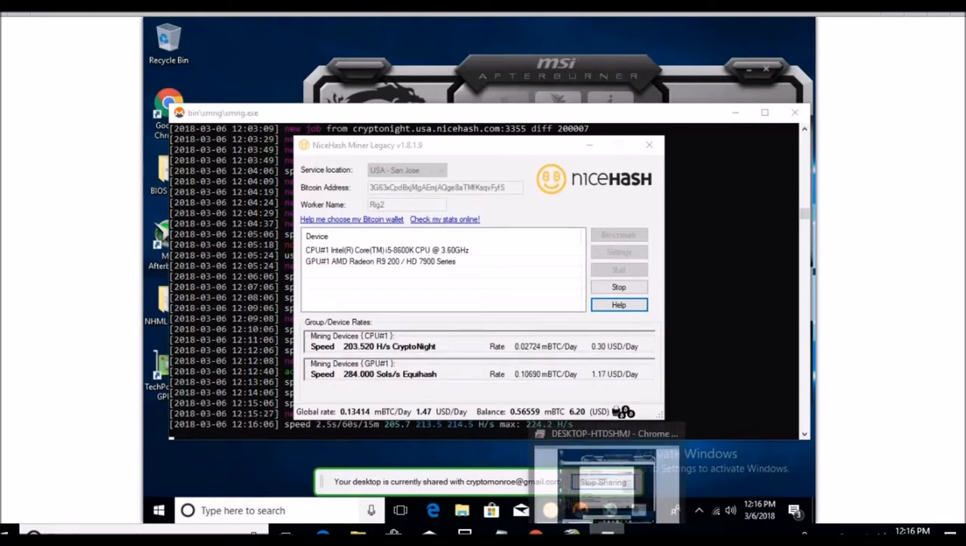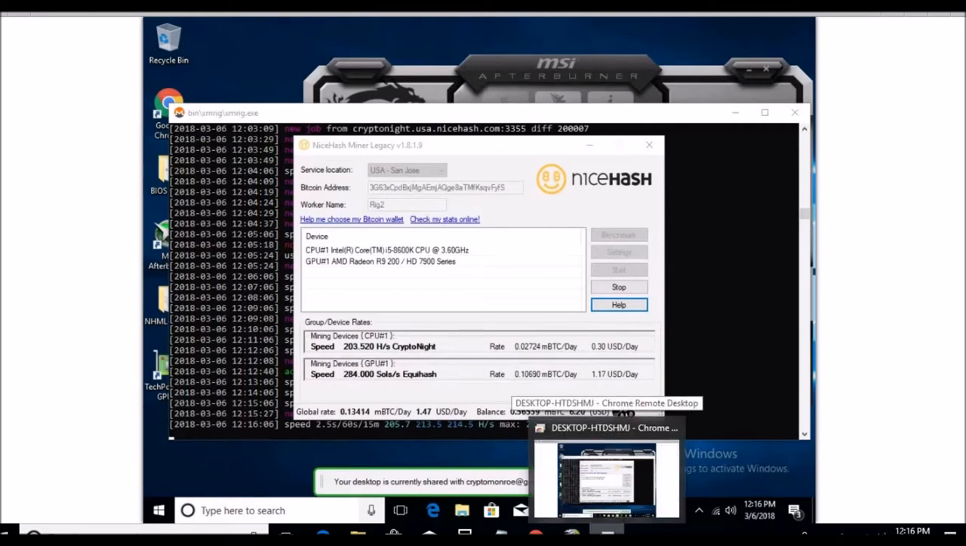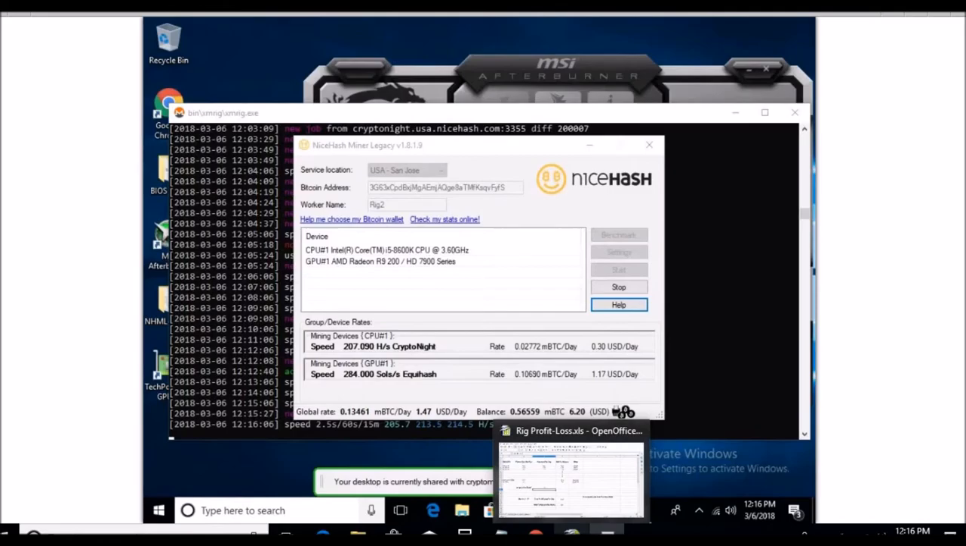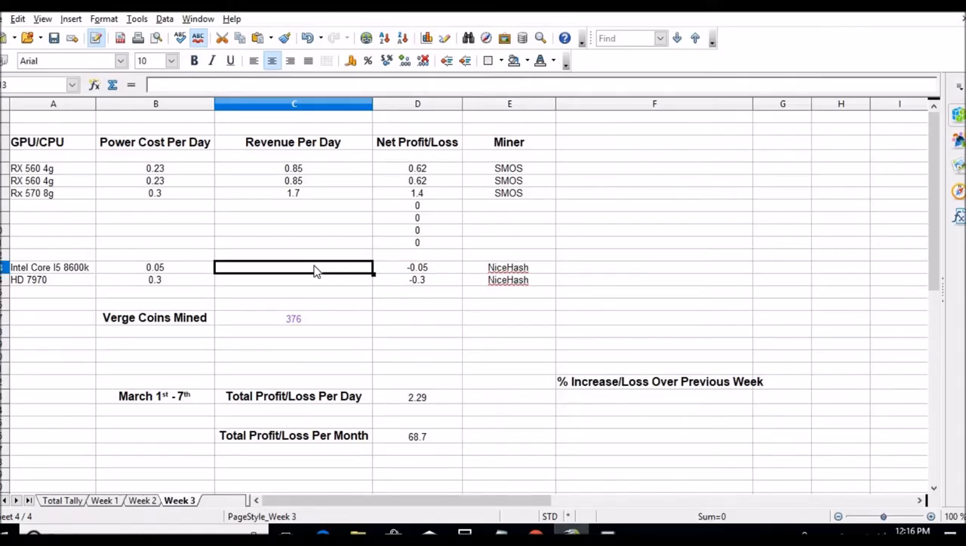So let's input those numbers. 30 cents for the CPU and $1.17 on the other one. So .3 and 1.17 gives us a grand total right now, $3.76 a day or $112.80 a month so far with this rig. And of course, NiceHash is converting to Bitcoin, and then I think I gotta make it to like $11, $12 before that pays out.